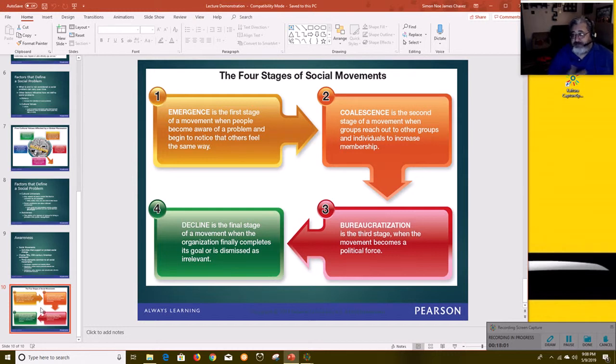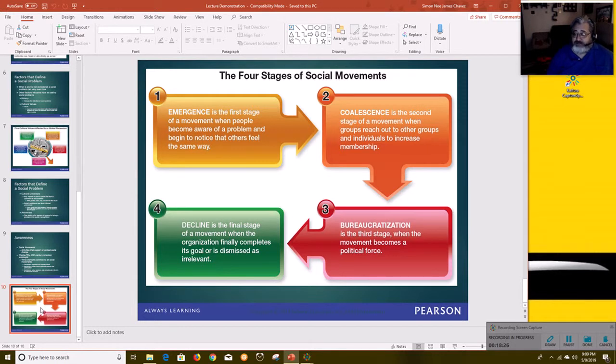Step two, I'm sorry if I can't pronounce this correctly, coalescence, is the second stage of the movement when groups reach out to other groups. So they reach out to the others. They ask, are there other people who feel this way? If you do, come join us. So this is where they can get more membership and increase their numbers. You've all heard the term, there's strength in numbers. So more and more people become involved, and more and more awareness is spread.